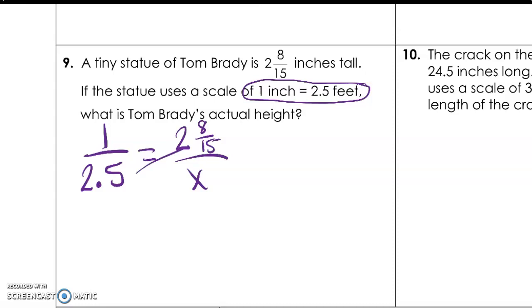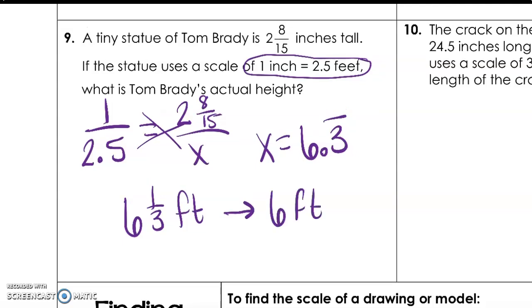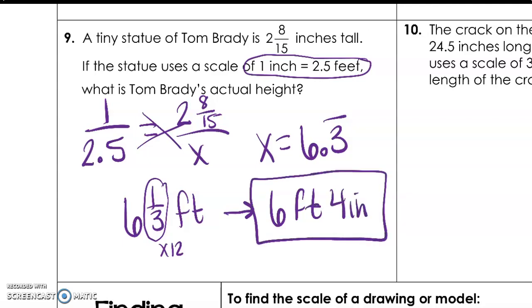So this one's easy. 1 times X is just X. When you multiply, you're going to get 6.3 repeating. So we would change that to 6 and 1/3 feet. And then the best thing when we talk, we don't say that we're 6 and 1/3 feet. We always say feet and inches. So that's 6 feet. And then you take the fraction part, which is 1/3 times 12, because there's 12 inches in a foot. So 6 feet, 4 inches is what your final answer would be.